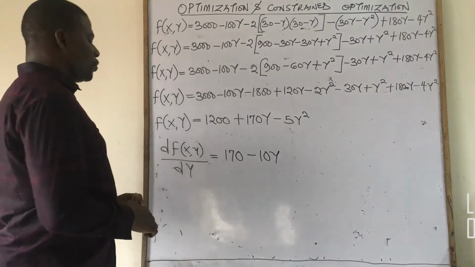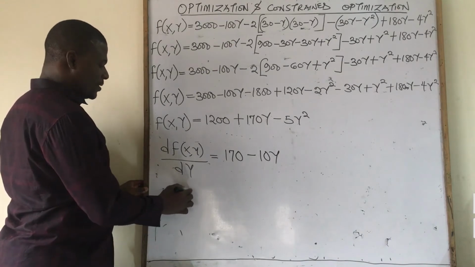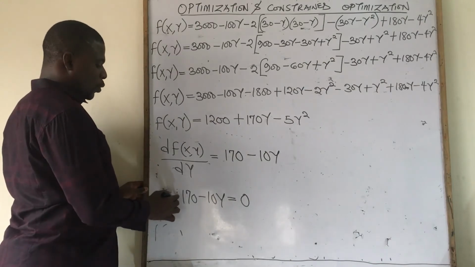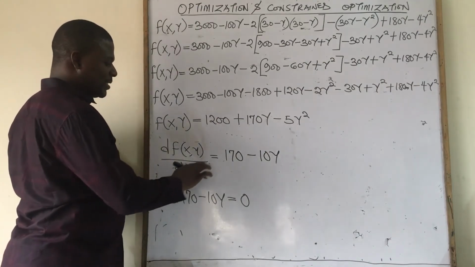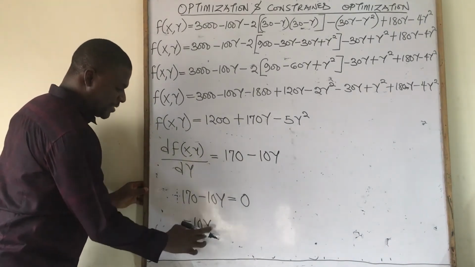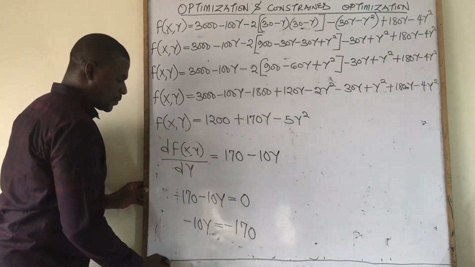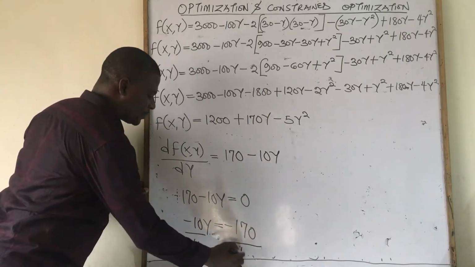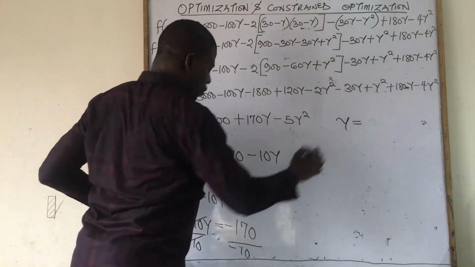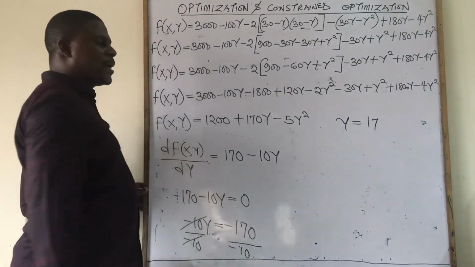So from here, you can now equate this answer to 0. So I can have 170 minus 10y equals 0. Now, this is plus 170. By the time I take this 170 to the other side, I'm going to have minus 10y. That is, this minus 10y is still here, because plus 170 coming here changes to minus 170. So if I divide both sides by minus 10, minus 10 cancels minus 10. Our y will now be equal to 170 divided by 10, which is 17. Minus will have cancelled minus.